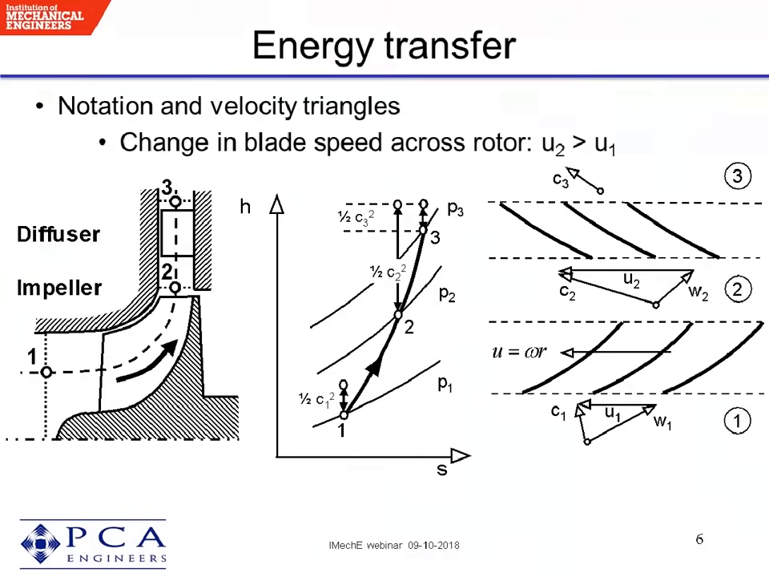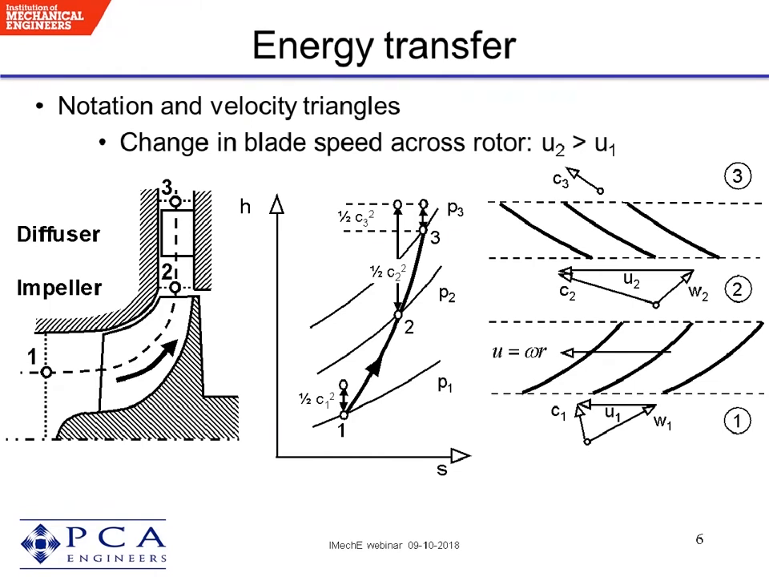The blade speed increases across the impeller, so U2 is much bigger than U1, and now the combination of W2 and U2 gives us an absolute flow given by C2, and this is the absolute flow going into the diffuser. The diffuser of course is designed to catch that flow, so the inlet angle is matched to the flow angle there. And the diffuser decreases that velocity, C2, down to a much lower velocity, C3.